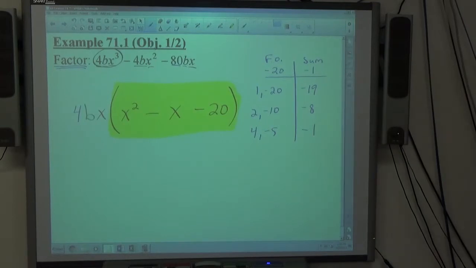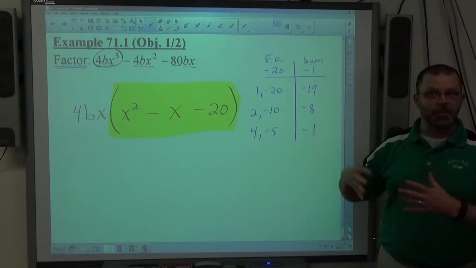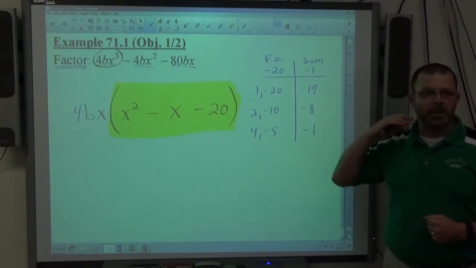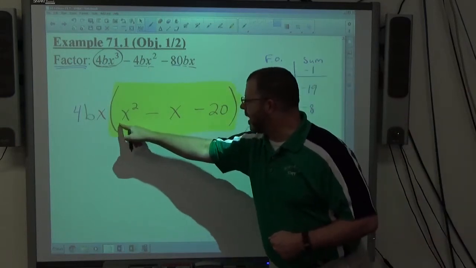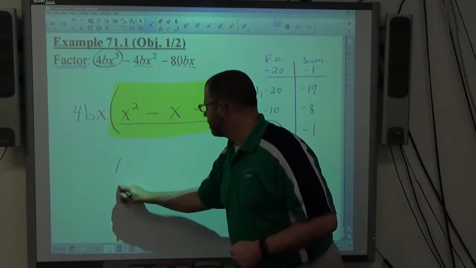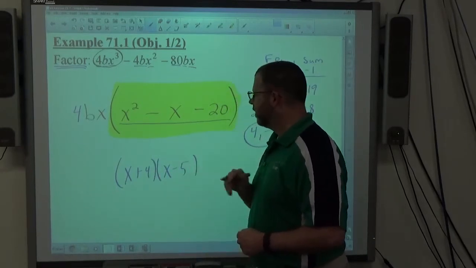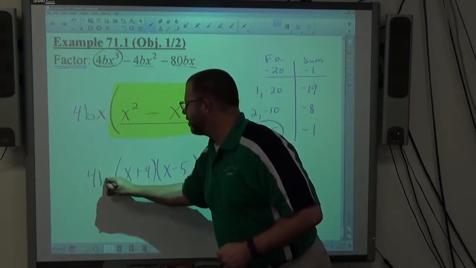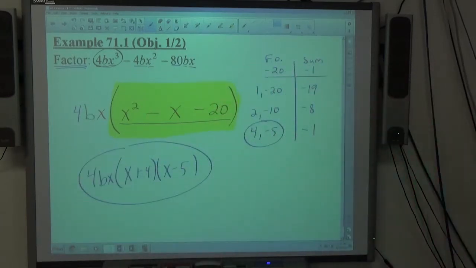All right? If you happen to see right off the top of your head 4 and negative 5, by all means go ahead. You don't have to go through these two to find that one. But I'm just saying that if you're having trouble finding it, going through systematically like that really helps. So, positive 4 and negative 5 are the correct breakdown for this part. x plus 4, x minus 5. Then the 4bx that we took out is still part of the factored form. And we're done once we factor the trinomial completely.